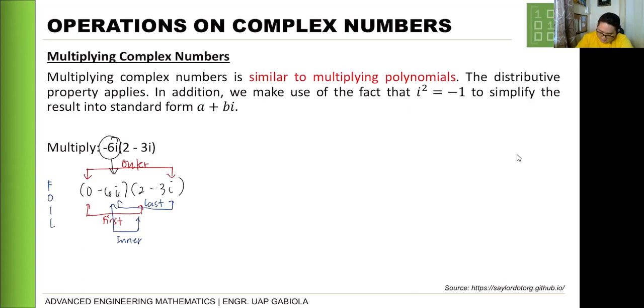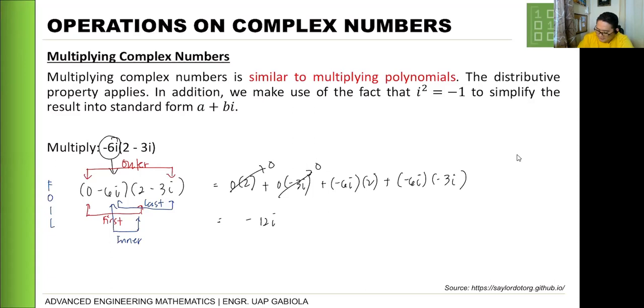So dito, we have 0 times 2. Next, outer, we have 0 times negative 3i. Next is we have yung inner natin. So we have negative 6i times 2. Plus yung last natin, we have negative 6i times negative 3i. Okay? So yung first two terms natin will be 0. Then yung third term natin will be negative 12i.